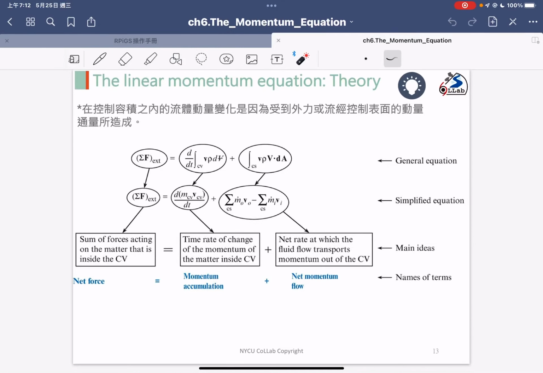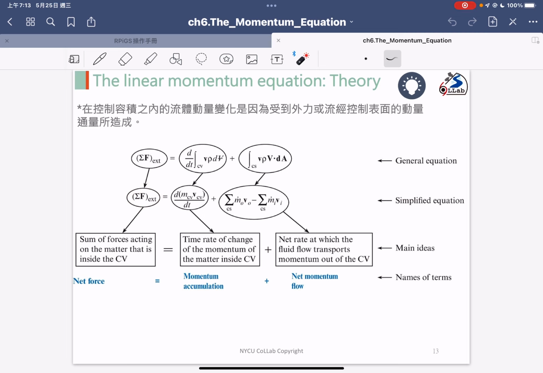Okay, good morning. So, last class, I provided a brief introduction to the linear momentum equations. And the slide just summarizes the items from the momentum equations. As you can see, follow the equation shown here. The left-hand side is related to the net force, which is the sum of all the external forces acting on the control volume.